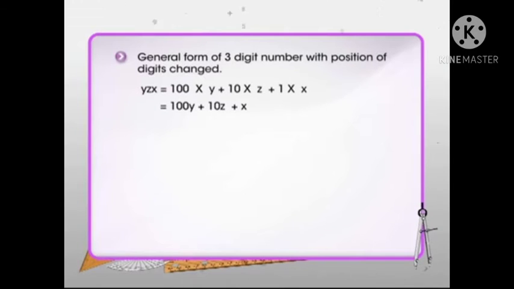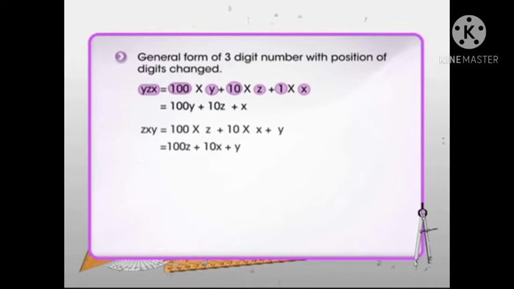Now, if the position of the digits are changed, say yzx or zxy, then yzx is equal to 100 into y plus 10 into z plus 1 into x, and zxy is equal to 100 into z plus 10 into x plus 1 into y. So now you know how 2 and 3-digit numbers can be written in their general forms.